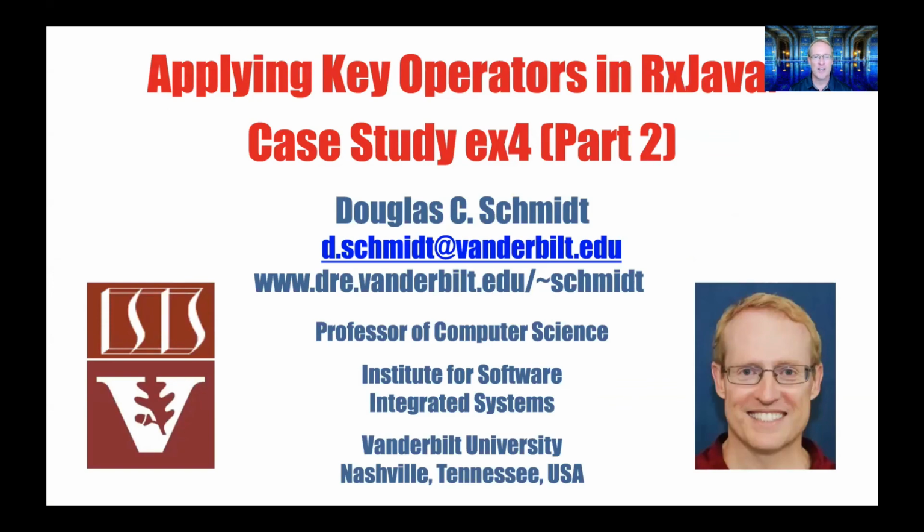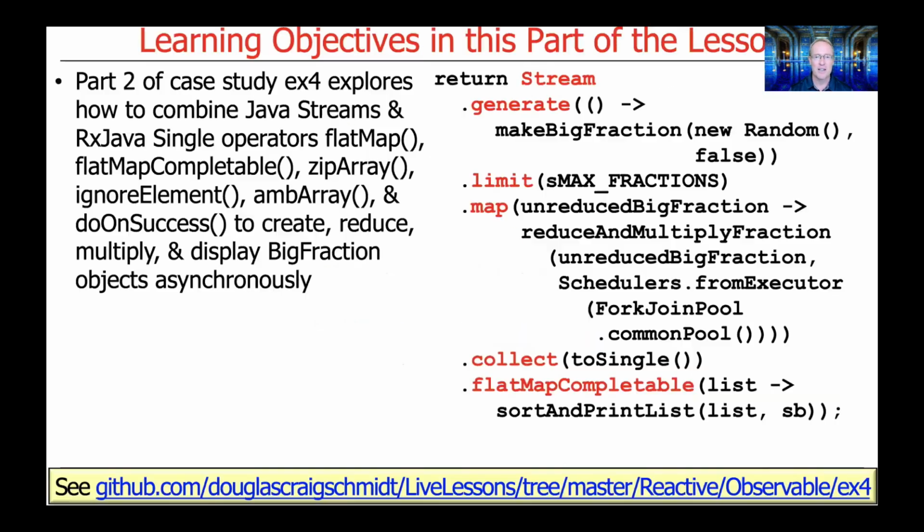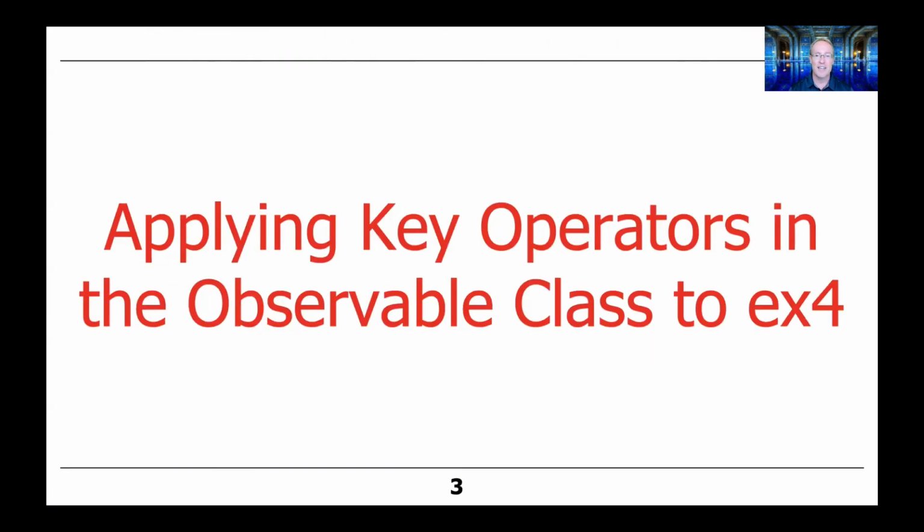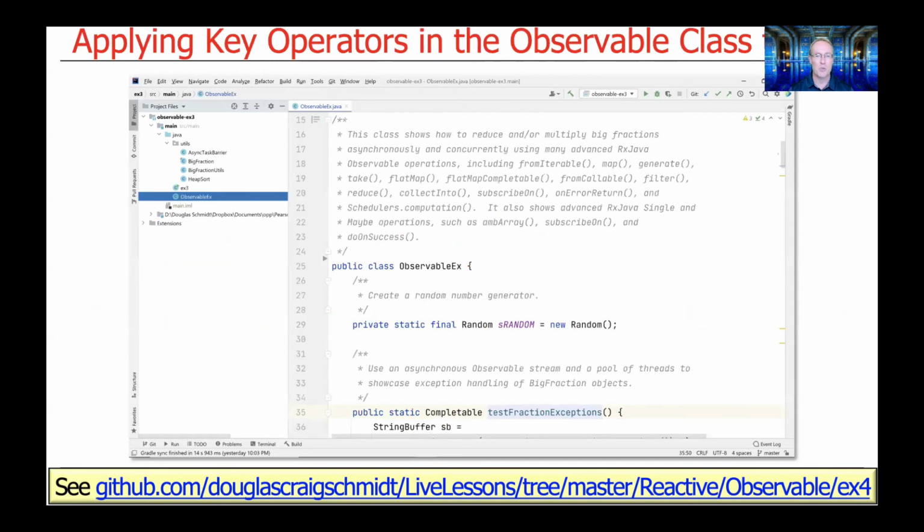Welcome to part 2 of case study ex4, where we'll continue to show how to apply key operators defined in RxJava reactive types. In particular, part 2 of this case study will explore how to combine Java streams and the various methods and aggregate operations it defines together with RxJava single operators in order to create, reduce, multiply, and display BigFraction objects asynchronously. Of course, as usual, you can find the source code we'll be covering in this lesson in the link at the bottom of the slide.